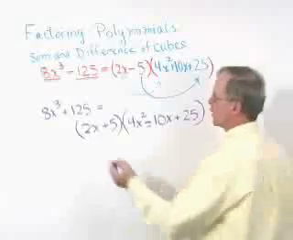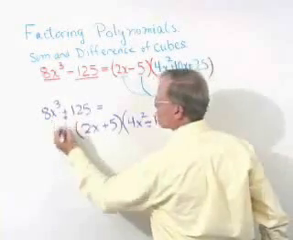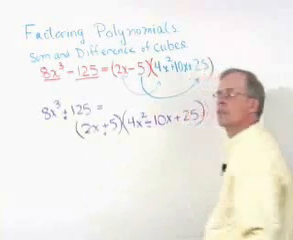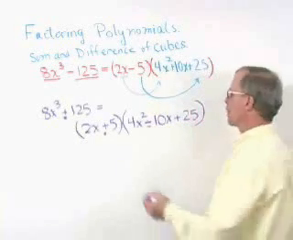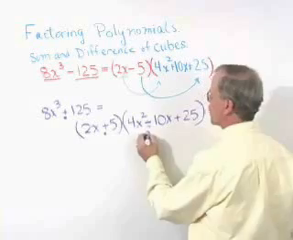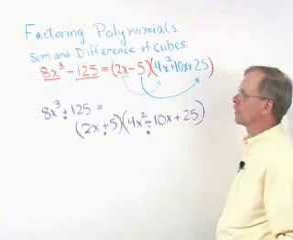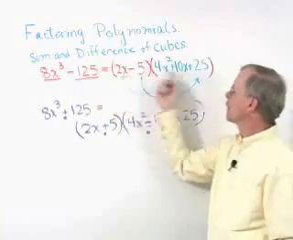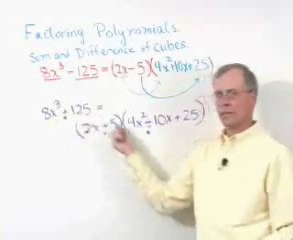Just watch the signs. The sign of the original problem that you have to factor is the sign in the binomial, and the middle term sign in the trinomial is the opposite. So try to memorize this pattern and see if it helps you with this factorization.